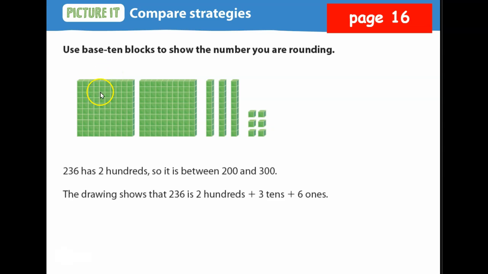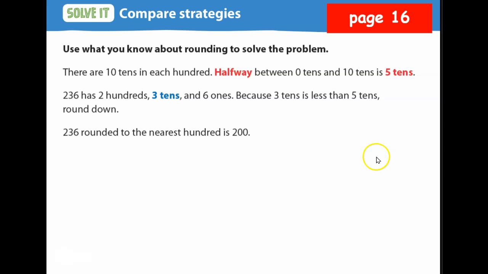Okay, you could also use ten base blocks to show the number you are rounding. Okay, 236 has 2 hundreds. So it's between 200 and 300. The drawing shows that 236 is 200 plus 3 tens plus 6 ones. Okay, use what you know about rounding to solve the problem. Like this.